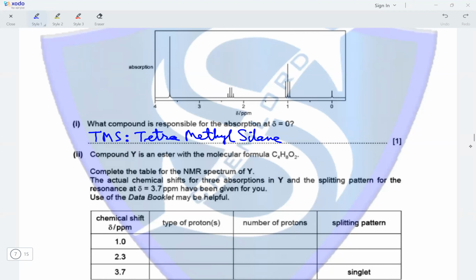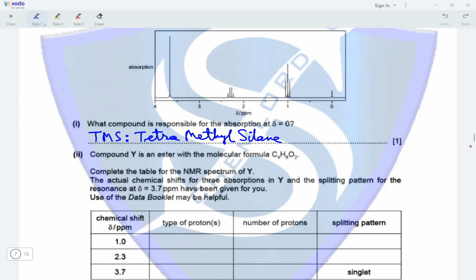Compound Y is an ester with the molecular formula C4H8O2. Complete the table for the NMR spectrum of Y. The actual chemical shift for the 3 absorptions in Y and the splitting pattern for the resonance at 3.7 have been given for you. Use of the data sheet or data booklet may be helpful.